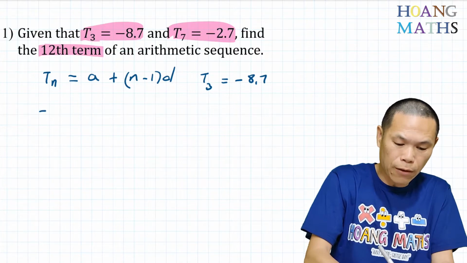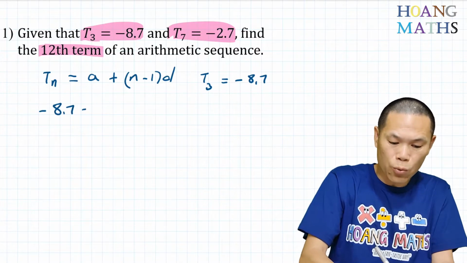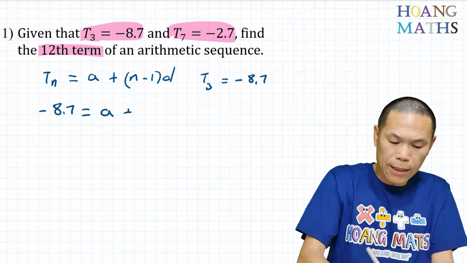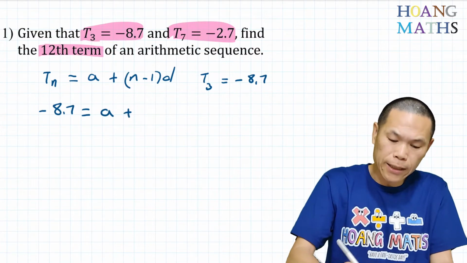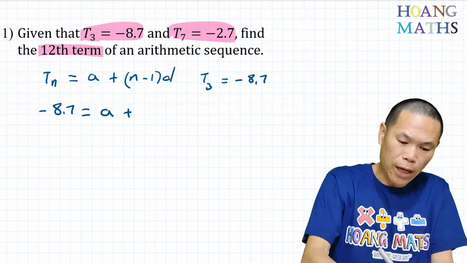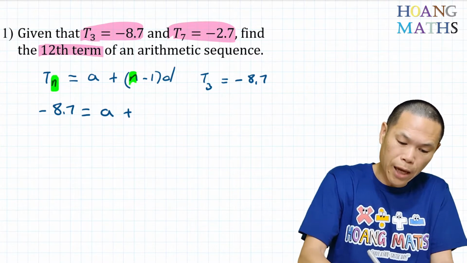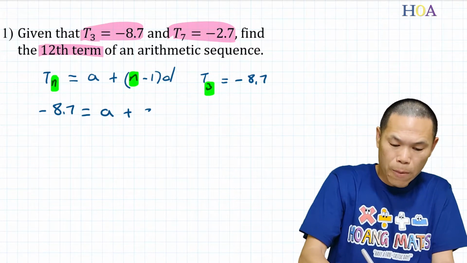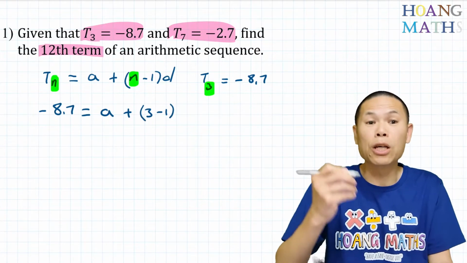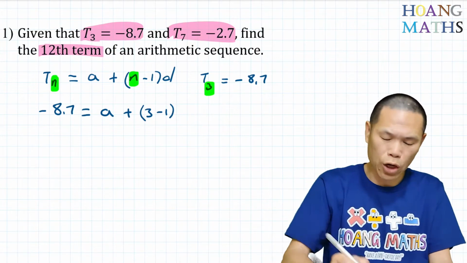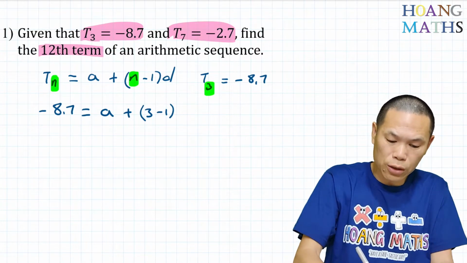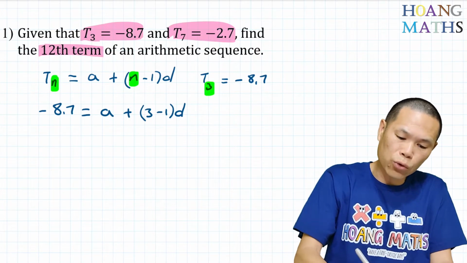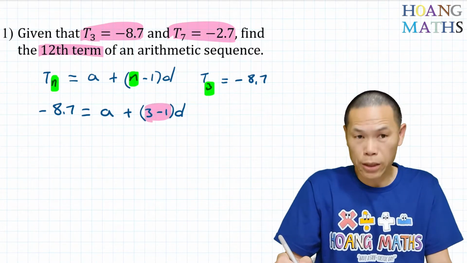So that means negative 8.7 will give me A, and we don't know what A is. And we plus n minus 1, and n is the n-th term, so n is 3. So which is 3 minus 1 times the common difference. And we don't know what the common difference is, so we just write d. And we just simplify this. So we know that 3 minus 1 is equal to 2.